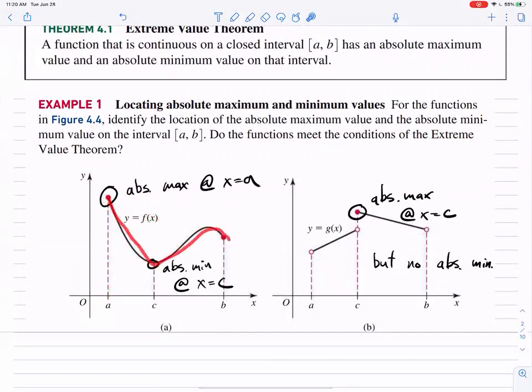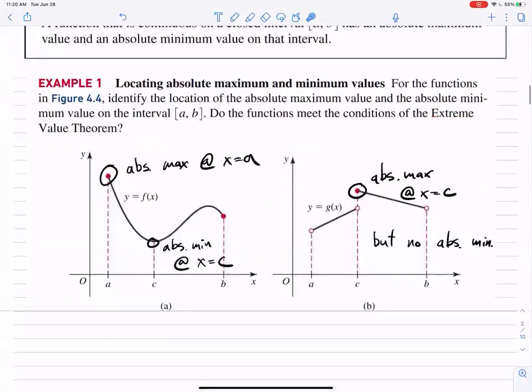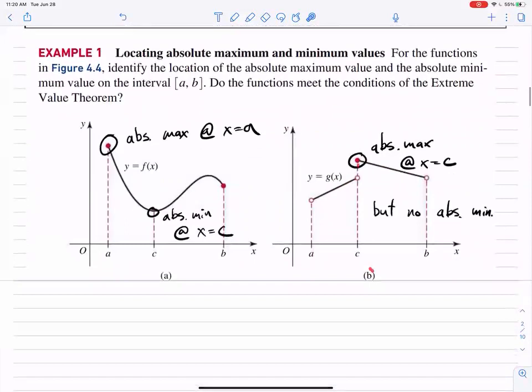And then as we go along here, this value down here is the absolute min because there's no value smaller than it. Over here, this one has an absolute max, but no absolute min because it's not on a closed interval and it's not continuous. And so it does not meet the criterion of the extreme value theorem. But it did have a max, but no min.